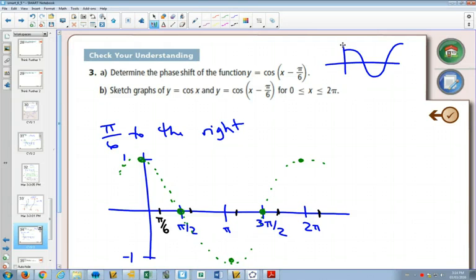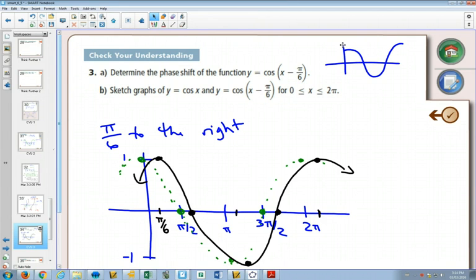all we're going to do is take each of our points and move them over that amount. And now you can draw your graph with your phase shift. Now, technically here, I overgraphed because this question gave me a domain and said, do it only from 0 to 2 pi. So in that case, I'd have to go back and erase it to there and erase it to there, and that would be my graph.